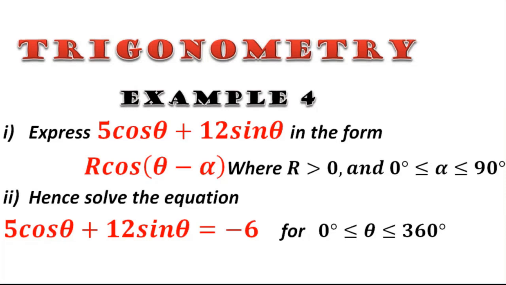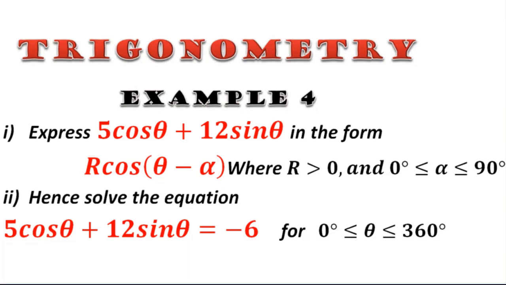So example number 4, express 5 cos theta plus 12 sin theta in the form r cos(theta minus alpha), where r is greater than 0 and alpha is between 0 and 90 degrees. Hence, solve the equation 5 cos theta plus 12 sin theta equals negative 6.